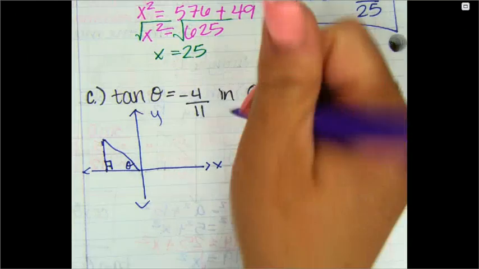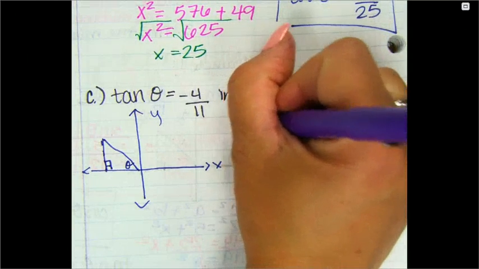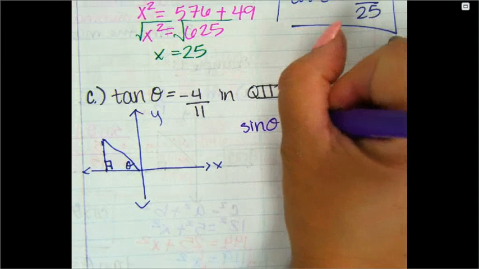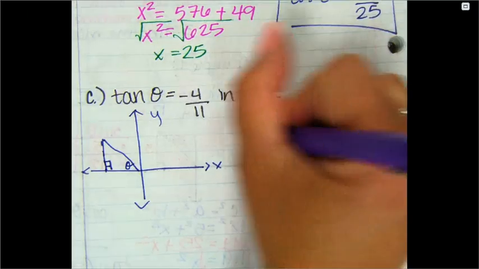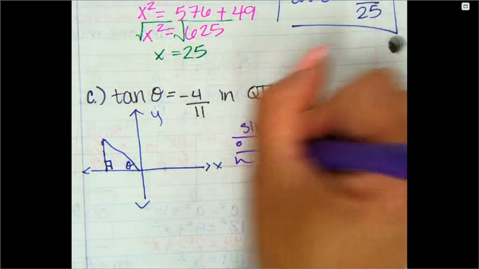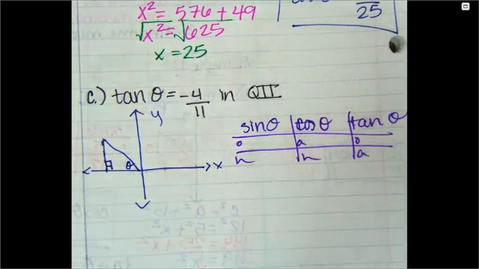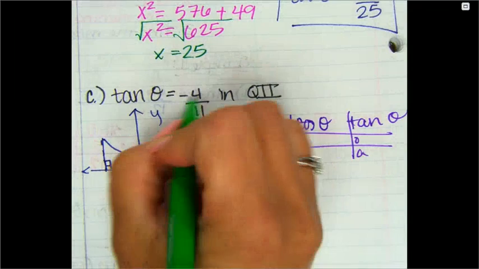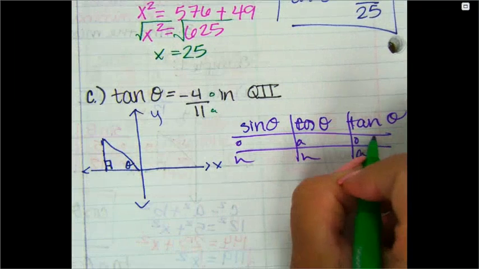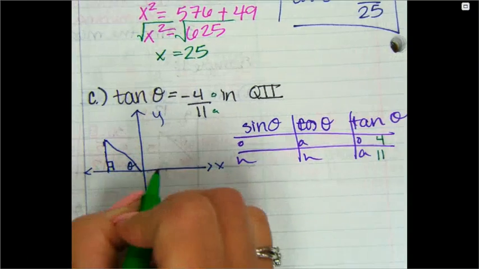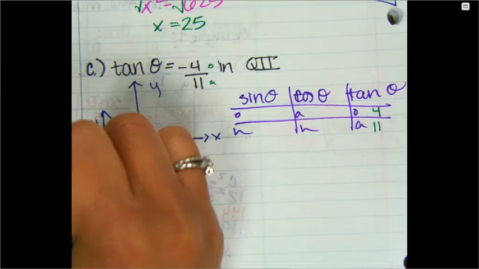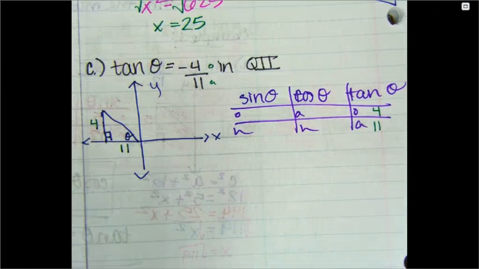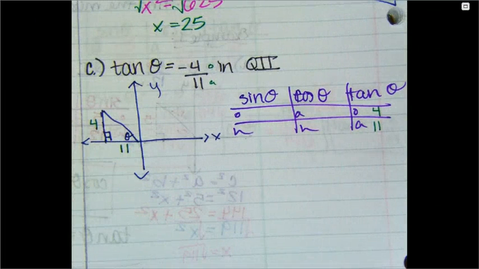Tangent is opposite over adjacent. Oops, cosine. I cannot write. Okay, so opposite over adjacent each side, because it's 4 over 11. So when I'm looking here, which one's 4? The one across, and 11 is located here, correct? Which one's negative?